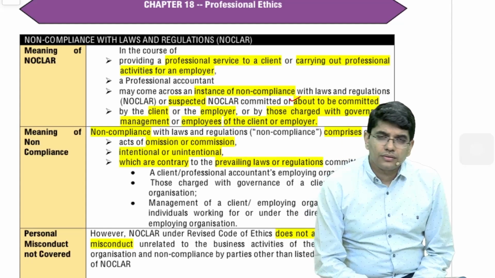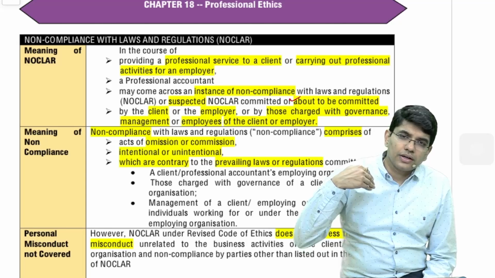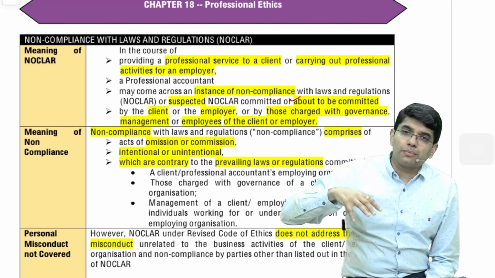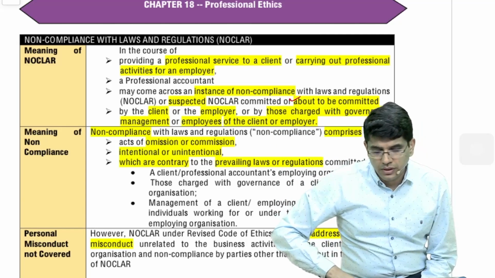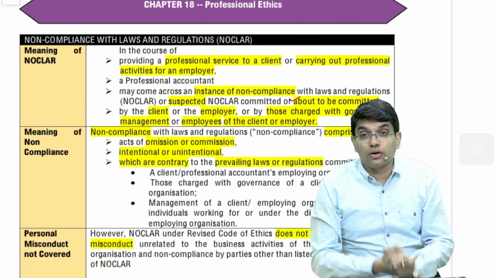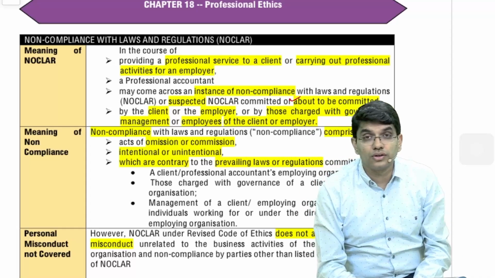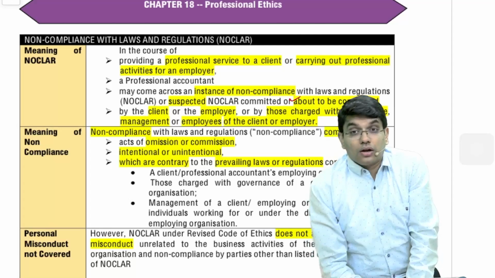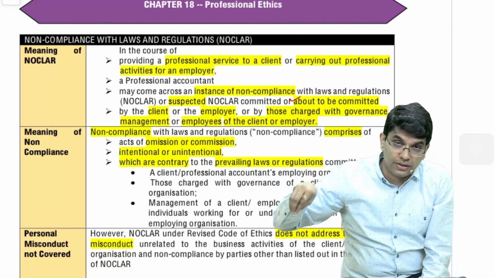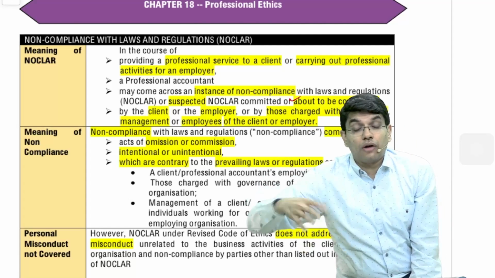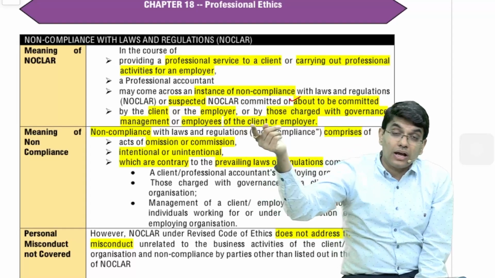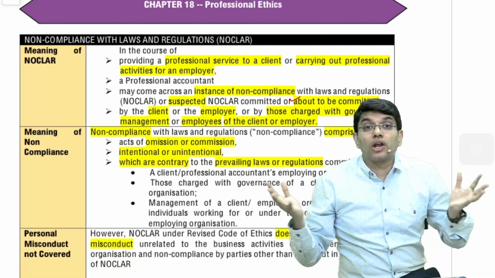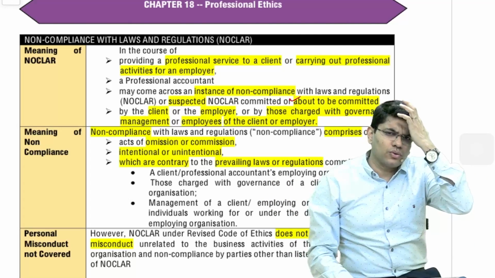What do you mean by NOCLAR? Suppose you are giving services to a client as a chartered accountant, or you're doing a job in a company, in an entity, and if you come across non-compliance of law, your client is involved in non-compliance, your employer is involved in non-compliance, or TCWG or management or employee of such clients or your employer are involved in non-compliance, such a situation is called NOCLAR, non-compliance with laws and regulations.